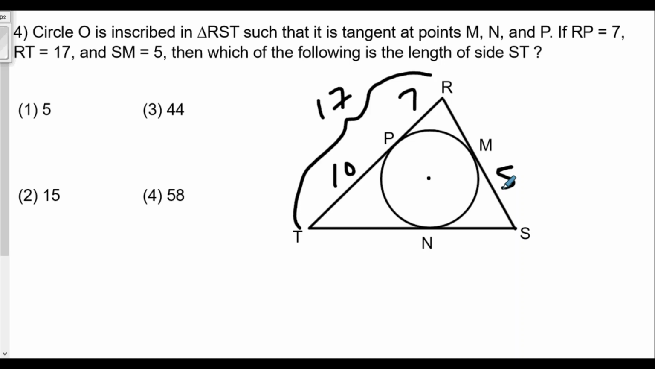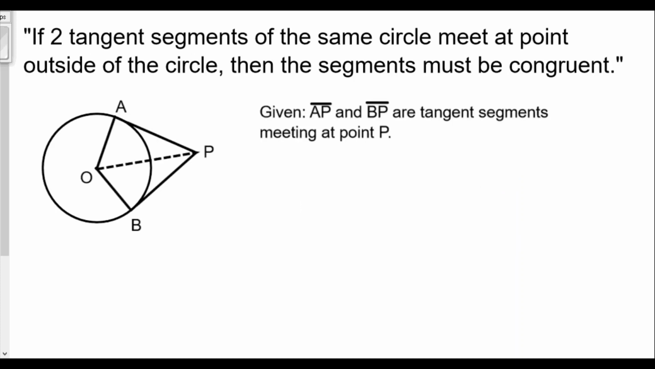Okay, well, here's the thing. The next concept that comes to tangent segments is that if two tangent segments of the same circle meet at a point outside the circle, then the segments must be congruent. So we're given AP and BP in this diagram here. AP and BP are tangent segments meeting at point P. So let's write down some of the things that are occurring.